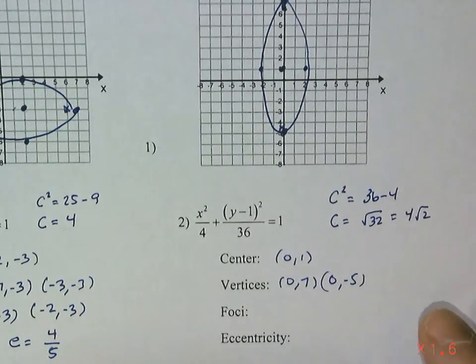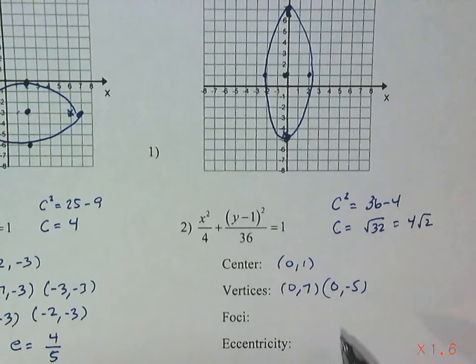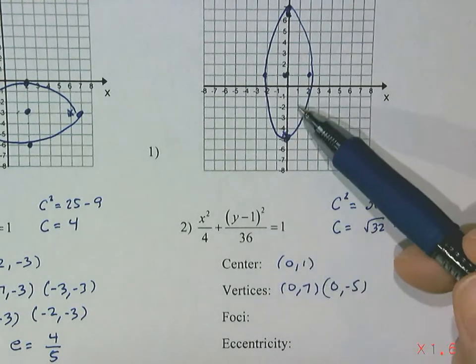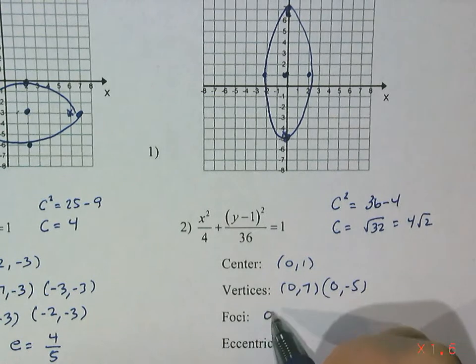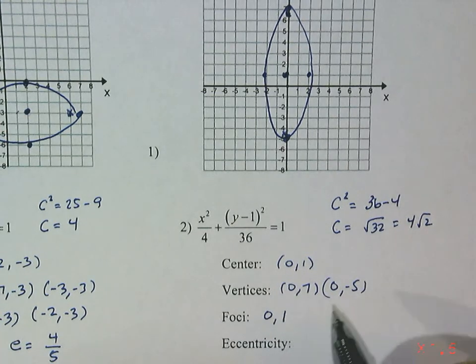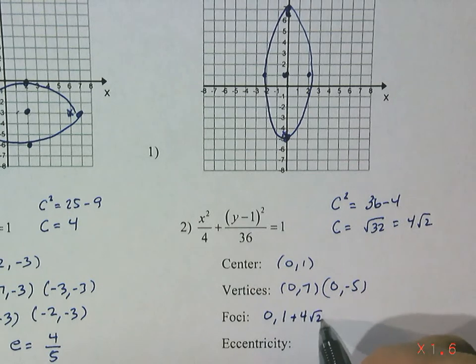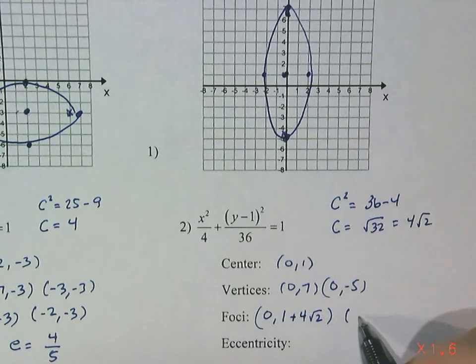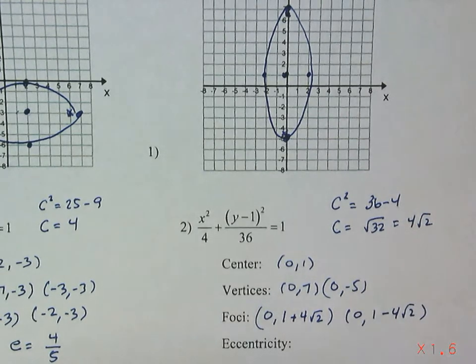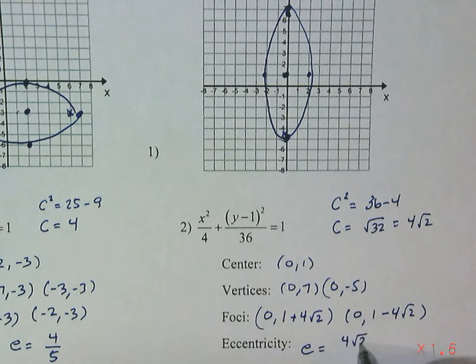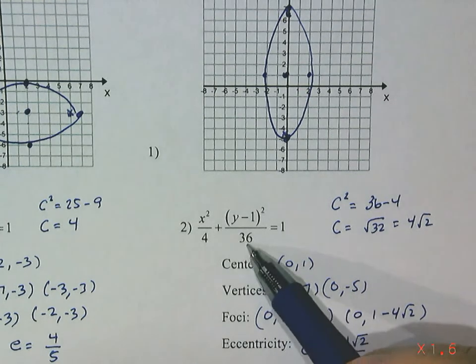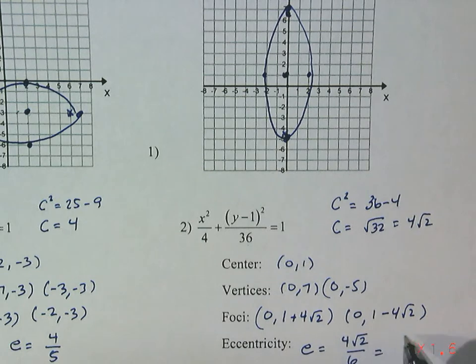So those focus points, really hard to see, but when I identify them, I know that they're going to have to be along the major axis, so the x value is 0. And I started at 1 and I went up 4 square roots of 2. Started at 0 and then 1 minus 4 square roots of 2. So there are my focus points. My eccentricity is going to be C, which is equal to 4 square roots of 2 over A. A is going to be the square root of 36, which is 6, which breaks down to 2 square roots of 2 over 3.